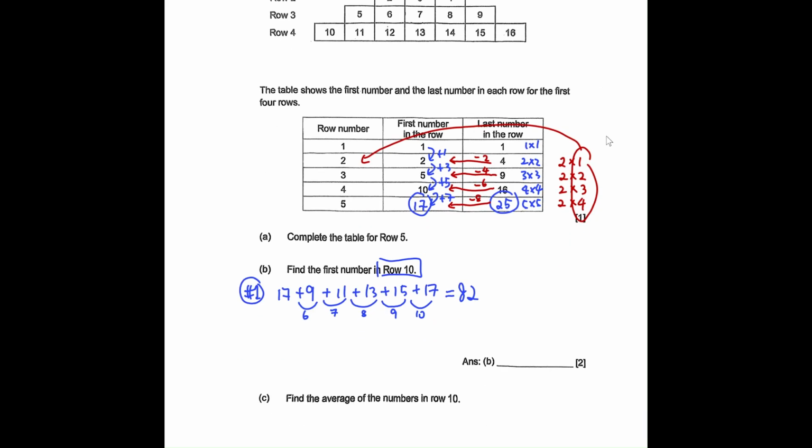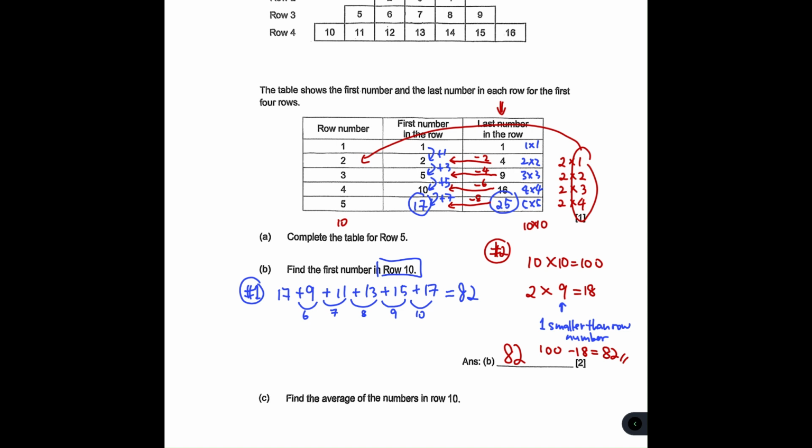Okay, so in order to quickly find it, we can find the last number in the row first. We know that row 10, it will just be 10 times 10. So that will be 10 times 10, this is method 2, okay? 10 times 10, which gives you 100. And in order to know what to minus, it's 2 multiplied by 9. Why 9? It's because it's 1 smaller than the row number. We know that it's 18. So 100 minus 18, that gives you 82, right? So this is another way of finding the same answer, the one and only correct answer.